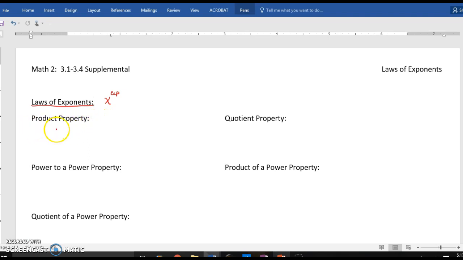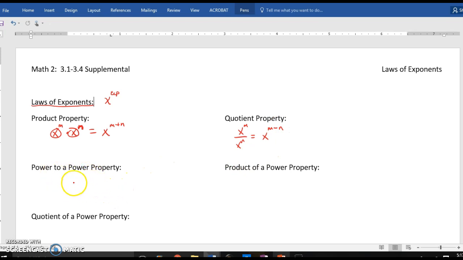First is the product property, meaning if I multiply same bases, x to the m times x to the n, I notice my bases are the same. So what do I do with the exponents to simplify it as one term? I go ahead and I add them. Okay. Quotient property. All right. If I have x to the m divided by x to the n, I notice my bases are the same. So I go ahead and I subtract the exponents.